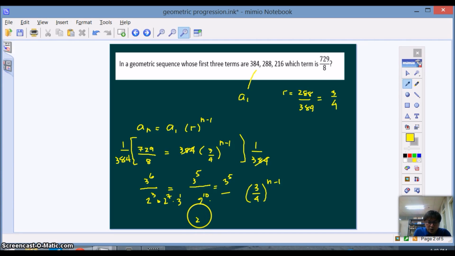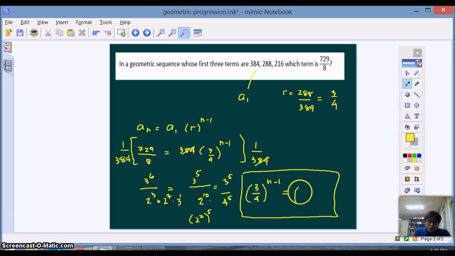And if 2 to the 10 can be written as 2 squared raised to the 5th power, or simply 4 to the 5th power. So 3 over 4 to the n minus 1 in this equation is actually 3 over 4 raised to the 5th power, since 3 to the 5th over 4 to the 5th is quantity 3/4 to the 5th. So that makes clearly n minus 1 equal to 5. Then n is equal to 6. So the answer to this problem, the 729 over 8, is actually the 6th term of the geometric sequence.